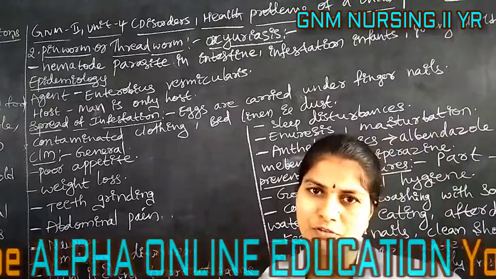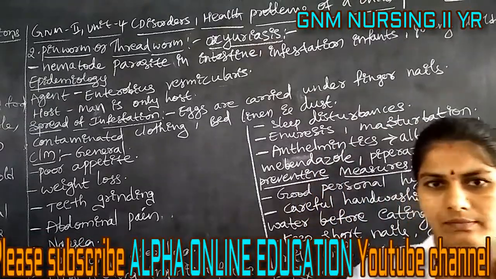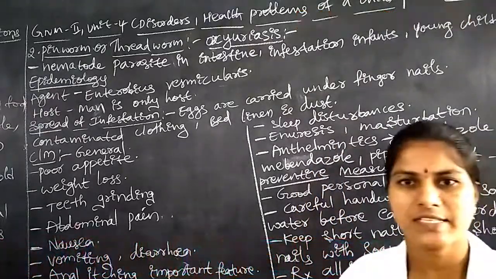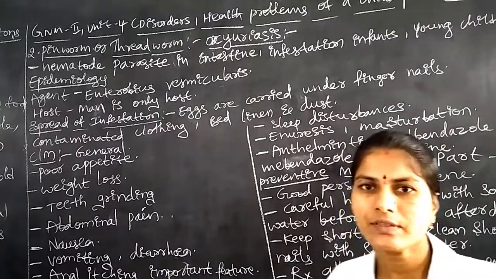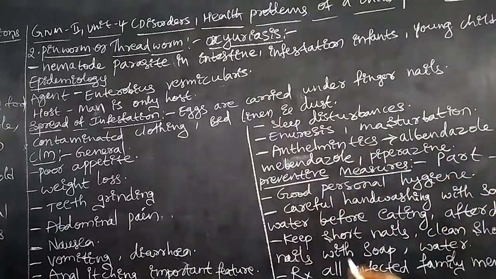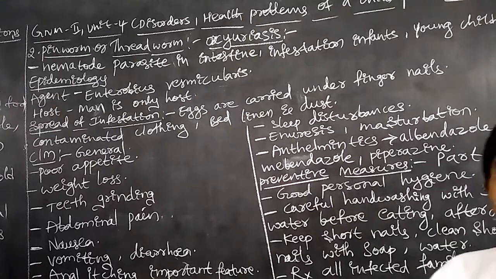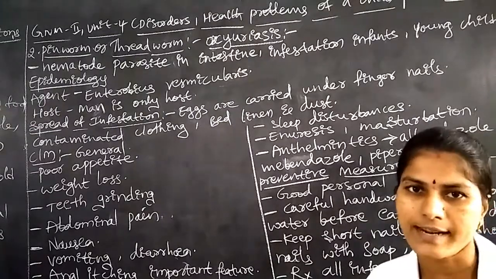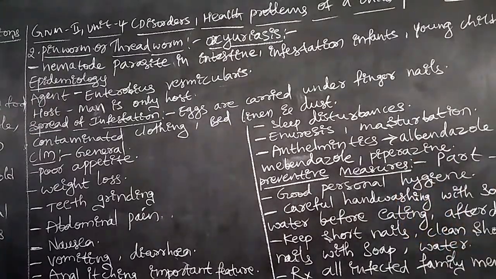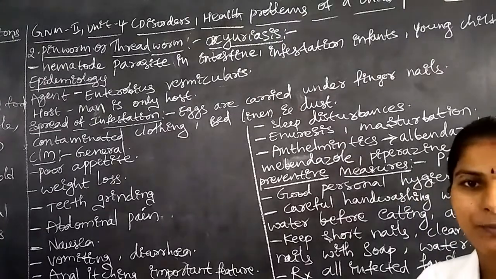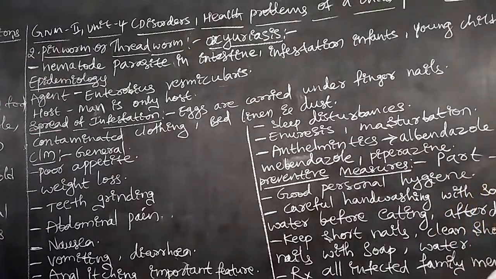Discuss about part 4 regarding helminthic infestations. In that one topic we had missed, that is the preventive measures for pinworm. In the preventive measures, we have to improve the good personal hygiene of the children for prevention of infection.